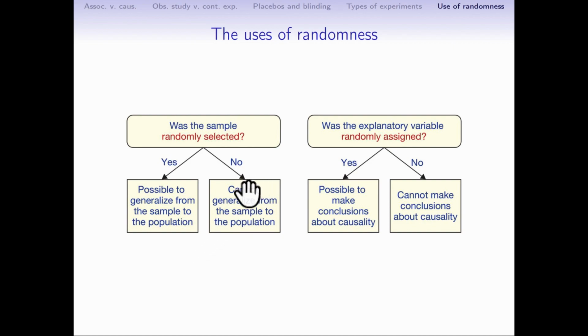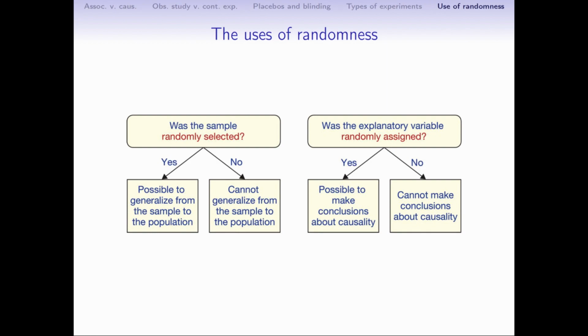But if the answer is no, if you didn't take proper care to randomly select your sample from the population, then you cannot generalize from the sample to the population. So you've lost part of the power of your experiment to make that inferential leap from the sample back to the population. So one way that randomness gets used is to pull the sample from the population.